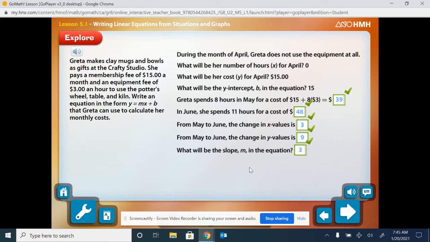Great job! Now you can write the equation. Use the values that you found for m and b.